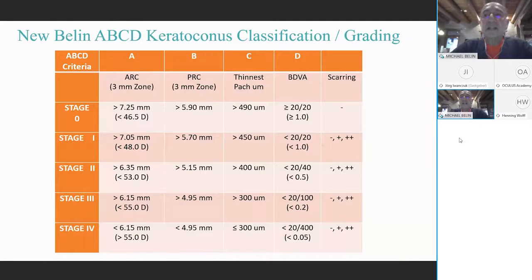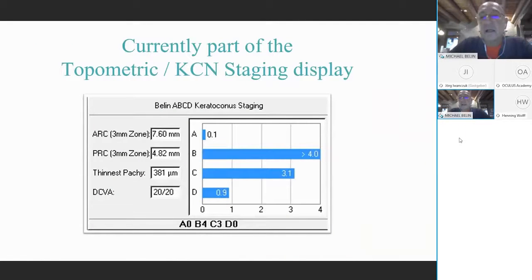And again, each anatomical layer is individually graded. If you remember the example I gave you earlier, showing a normal anterior surface, but a highly abnormal posterior surface, with the ABCD classification, we again grade each anatomical layer separately. While this sounds confusing, it's actually done automatically by the machine. And currently, the staging or classification is part of the topometric keratoconus staging display. And it actually gives you a fair amount of information.